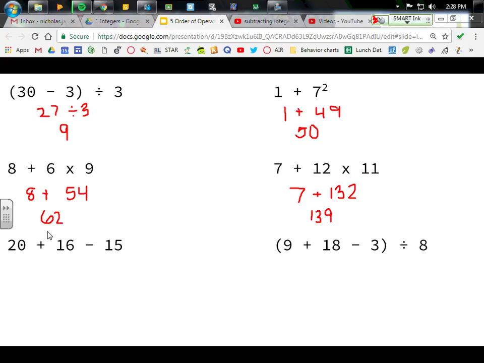All right, moving right along. Let's move this out of the way. So this problem, it's just adding and subtracting, so just do it left to right. So 20 plus 16 is 36. So 36 minus 15 would be 21. All right, in our final problem, we have a set of parentheses, 9 plus 18 minus 3, divided by 8. So you go ahead and add 9 plus 18 to get 27, subtract 3, so you would get 24 once you solve your expression in parentheses, divided by 8, and you're going to get 3.